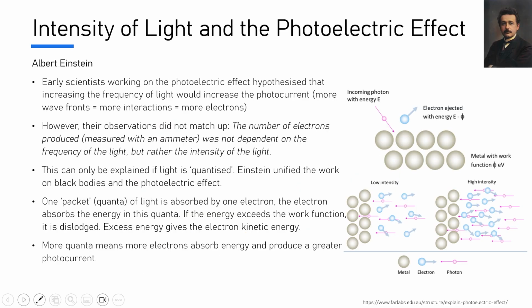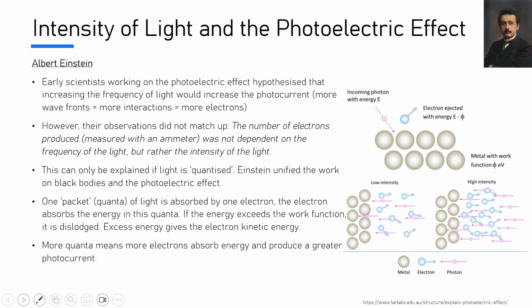So early scientists that were working on the photoelectric effect, using their concepts around the wave model of light, came up with the hypothesis that if they were to increase the frequency of light, this would increase photocurrent, just like we talked about before. This idea of more wavefronts means more interactions with the electrons, therefore more electrons are produced and we have a greater current. However, this did not match up with measured results. Essentially, what we saw instead was that the number of electrons produced did not depend on the frequency of light, but instead, if the intensity of light was increased for the same frequency, we saw a greater photocurrent.